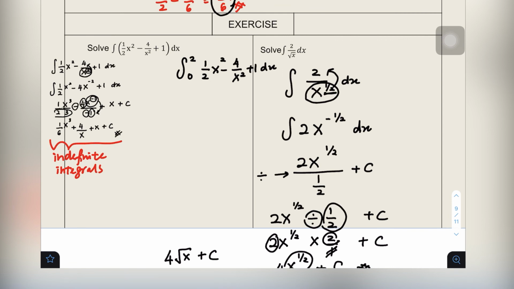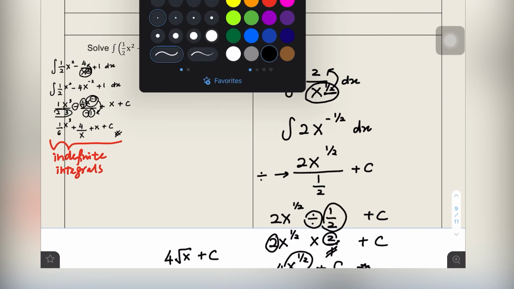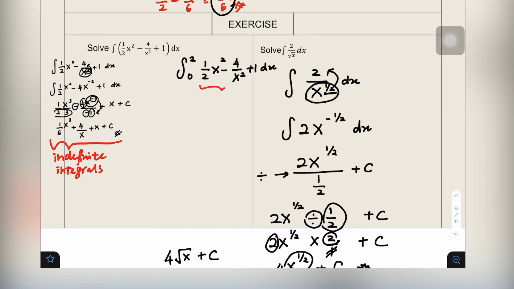So the methodology is still the same. The first thing you need to do is integrate the function. So you will get 1 over 6 x cubed plus 4 over x plus x. But because this is a definite integral, you have the lower limit and the upper limit, so there is no need to put plus c. What you need to do is put the limit, which is 0 to 2. And then we need to solve. We have two brackets, minus, and the second bracket.